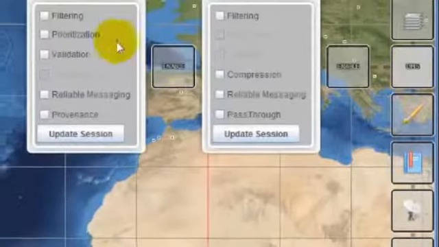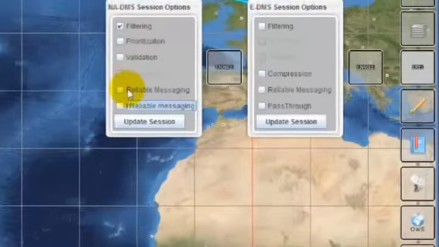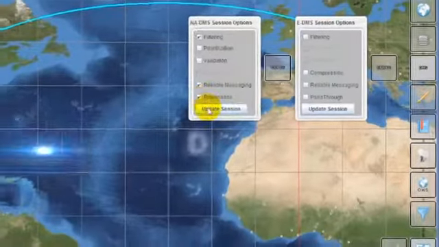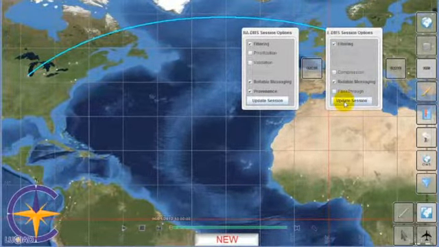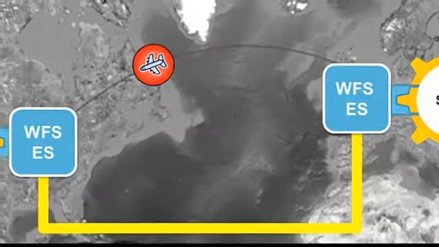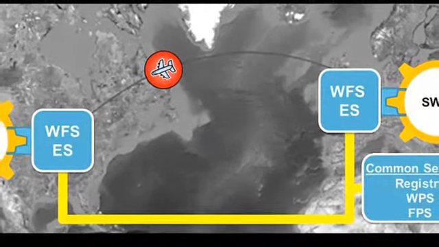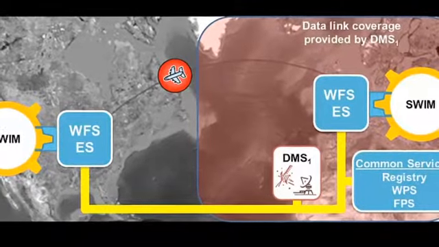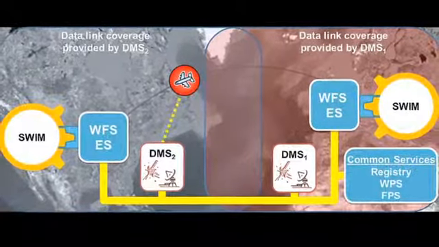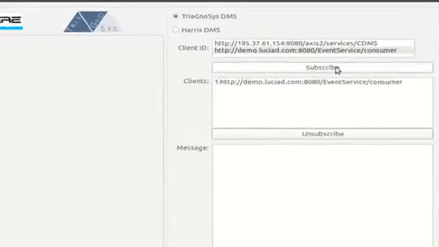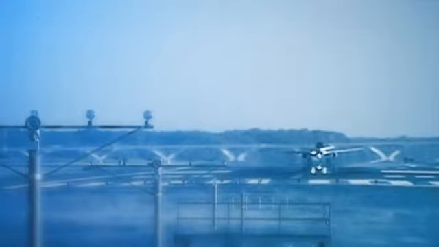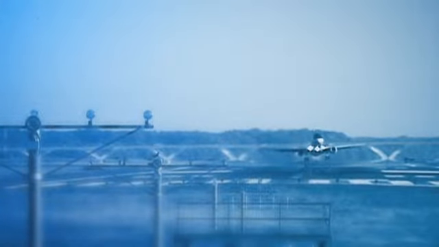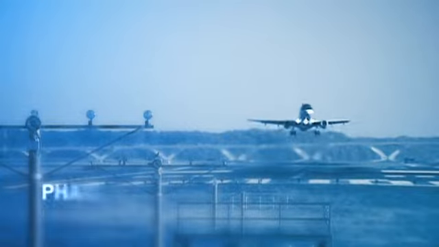Next, the dispatcher configures the connection between the aircraft client and the data management system, DMS, a component introduced for the first time in OWS-9. In this scenario, one DMS supports communication over Europe, while the second DMS supports North America. Last, the dispatcher subscribes the aircraft application client for NOTAMs relevant for the flight. With all relevant information prepared and checked, the dispatcher loads all data to the electronic flight bag.